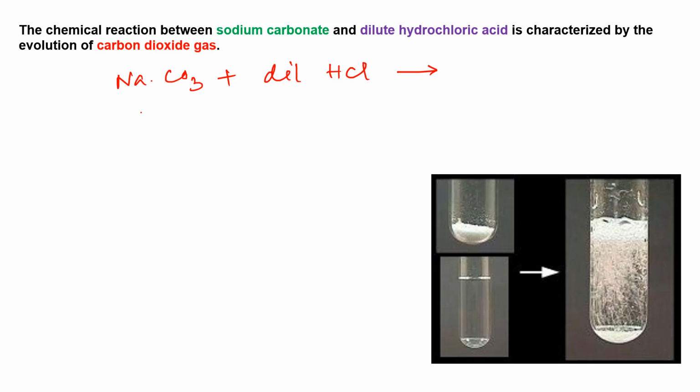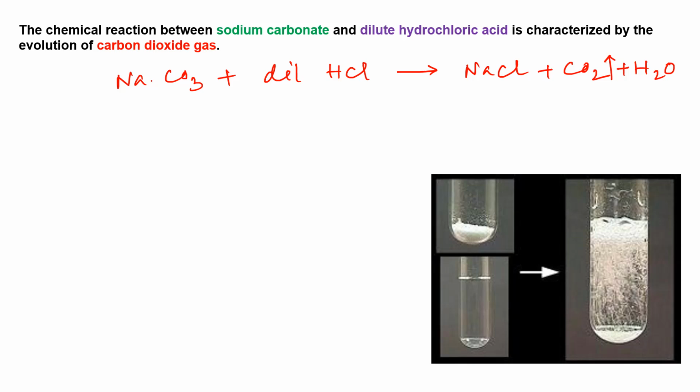Whenever sodium carbonate reacts with dilute hydrochloric acid, we get sodium chloride, NaCl, plus carbon dioxide and some water molecule. Okay, so here we get some evolution of carbon dioxide gas, so I will show an arrow in the upward direction.